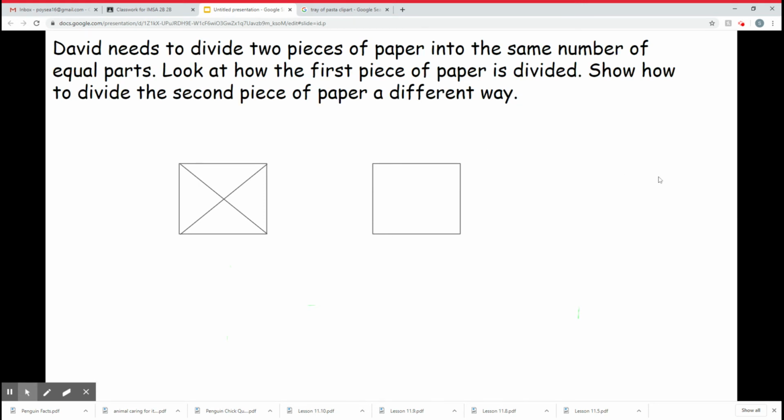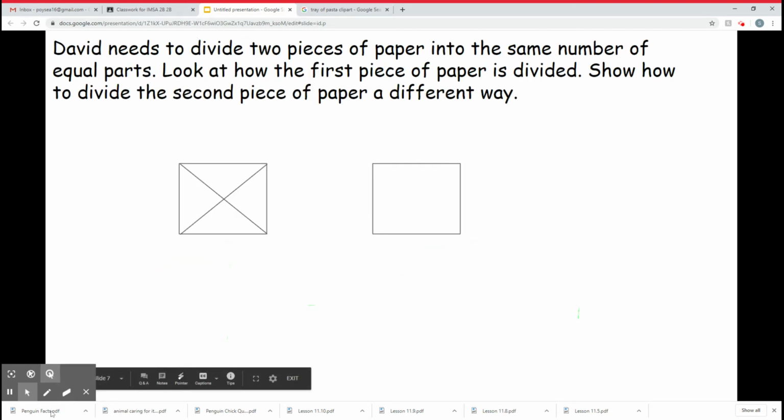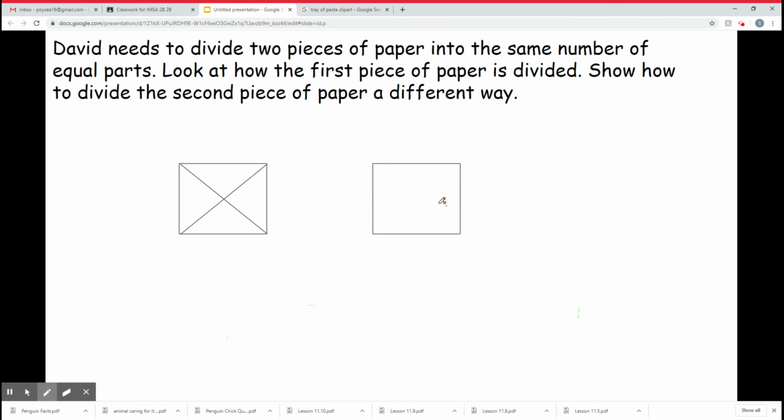Okay, so let's look at this one now. David needs to divide 2 pieces of paper into the same number of equal parts. Look at how the first piece of paper is divided. Show how to divide the second piece of paper a different way. Okay? So he has 2 pieces of paper. There's one piece and there's the other. We want them to have the same number of equal parts. So how many parts does this have? Well, it has 1, 2, 3, and 4.